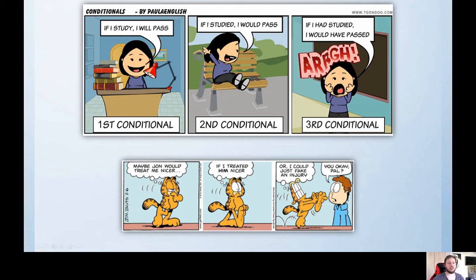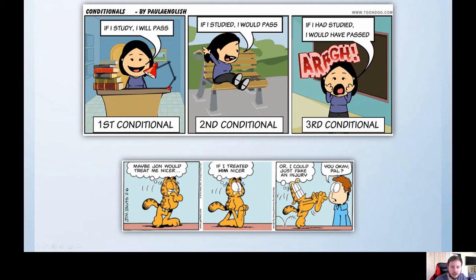In the second picture, she's using the second conditional. You can see she isn't studying, she's outside, she's having fun. She's just stating that, if I studied, I would pass. Okay, that probably isn't going to happen because she isn't studying. We can see she's having fun, but she's acknowledging that, yes, if I studied, I would pass.